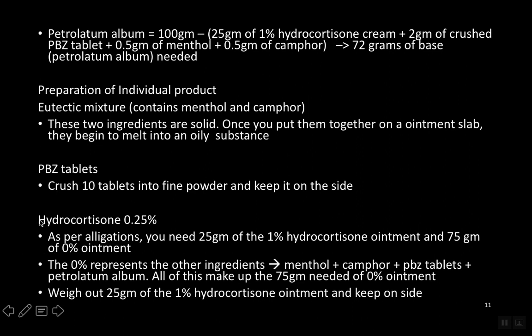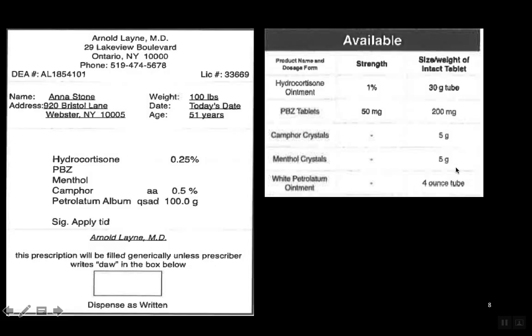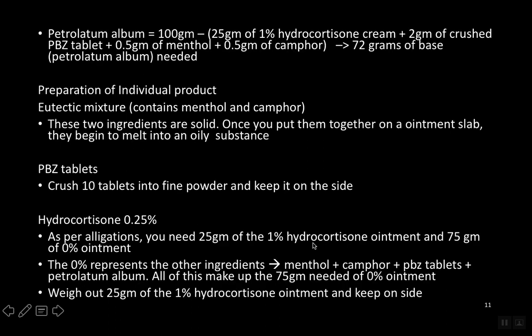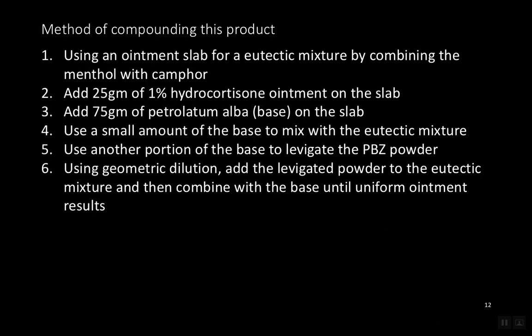For the hydrocortisone ointment, ignore this part. This part was not supposed to be here. But the answer, as we went over, is you need to weigh out 25 grams of it. If you pay attention here, the tube had 30 grams, so we just need 25 grams of it, and that's going to have the concentration that we need to add.